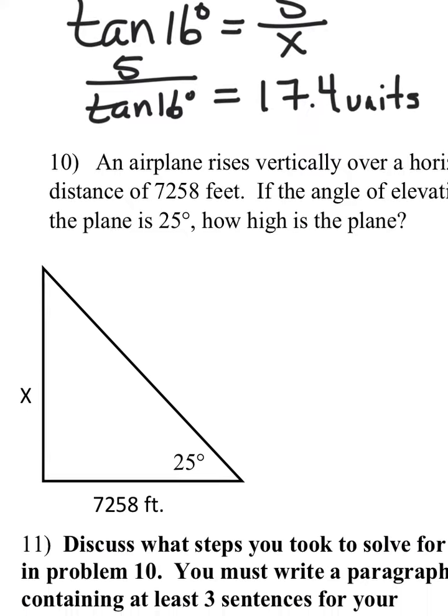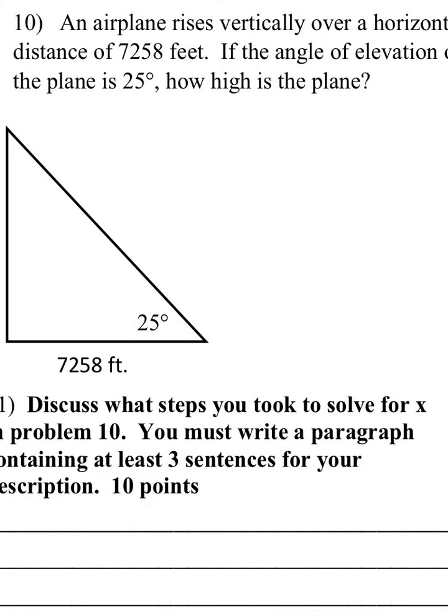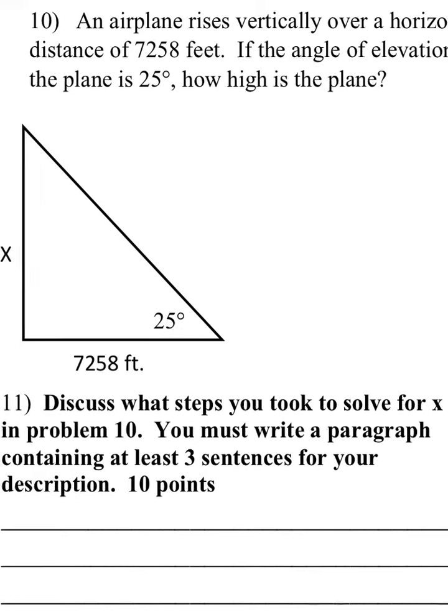Okay, next problem, number 10. An airplane rises vertically over a horizontal distance of 7,258 feet. If the angle of elevation of the plane is 25 degrees, how high is the plane?